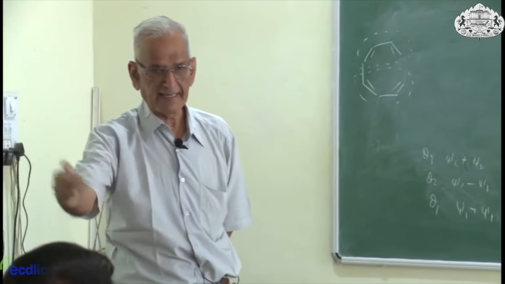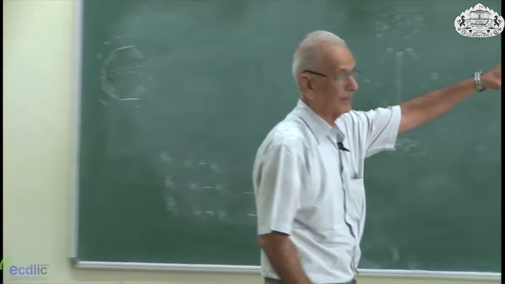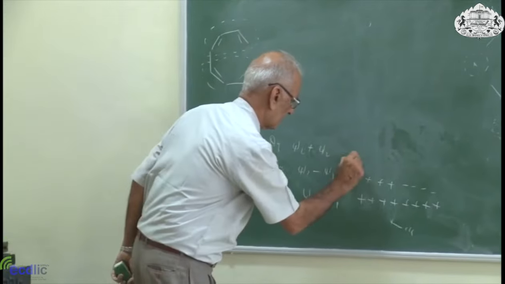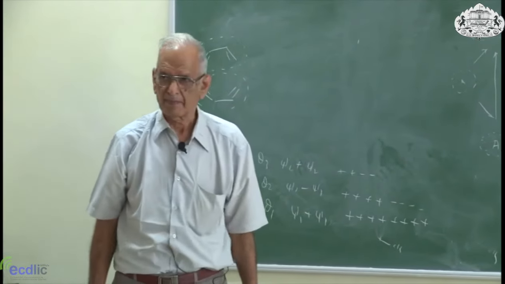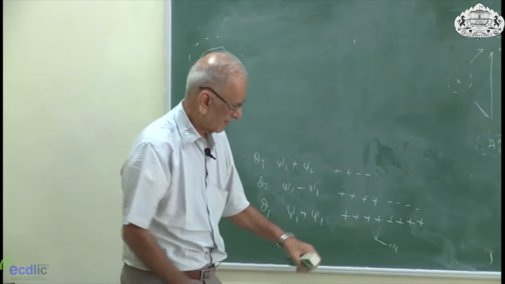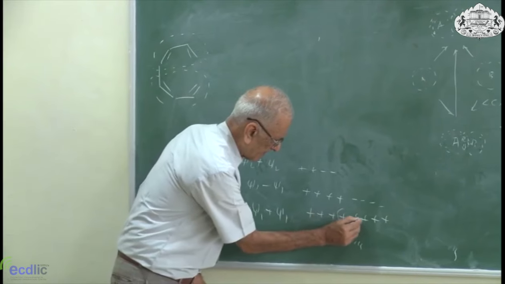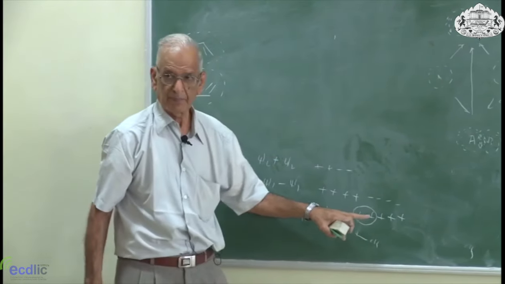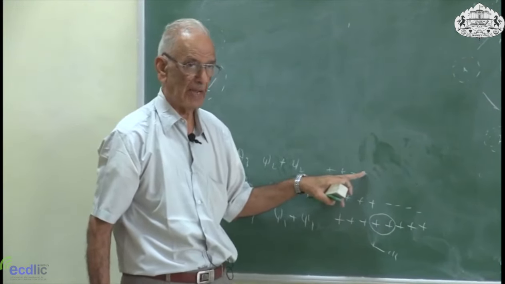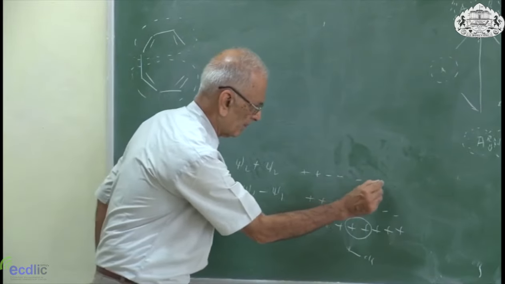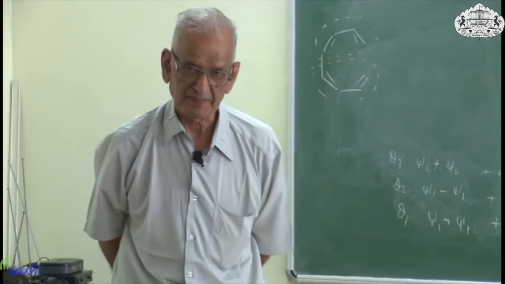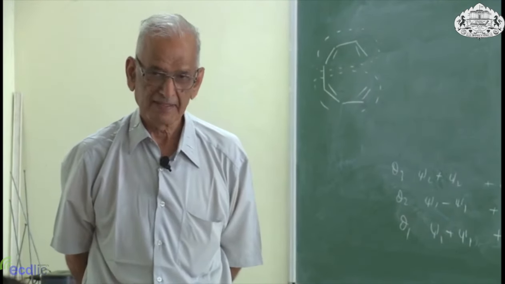What are the signs of psi 2? Plus, plus, minus, minus. What should I write now? When the sign is positive, these must have the same sign. So what was the sign here? Minus. So minus, minus, plus, plus. Middle orbitals have the same sign.